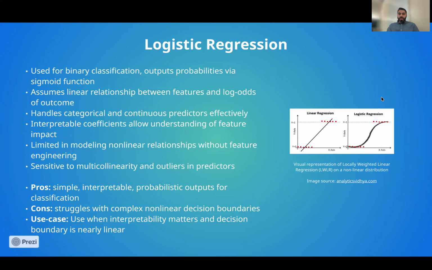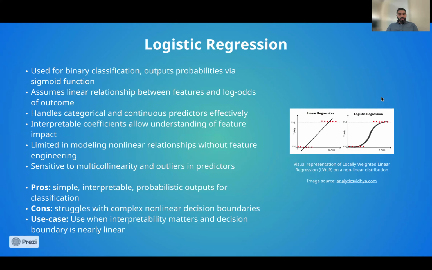And for logistic regression, we're able to handle categorical as well as continuous predictors both. So in that sense, it differs from linear regression, where you do need to have continuous predictors, right? We do not output a probability value at the output of a linear regression model, right? So that's one of the big differentiation points.